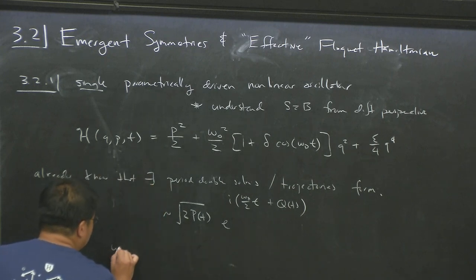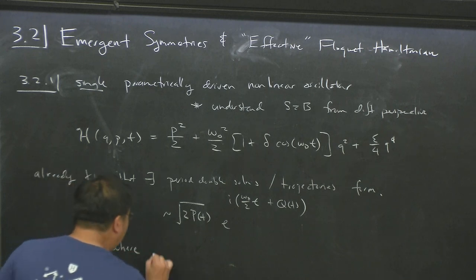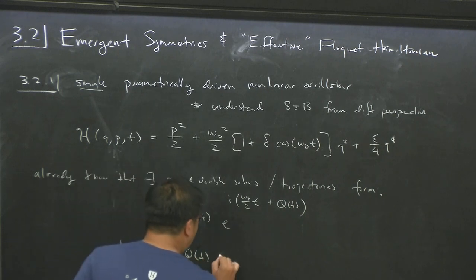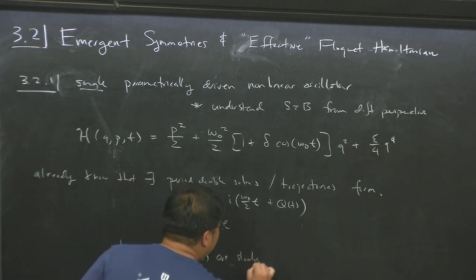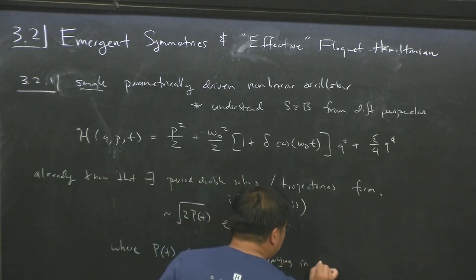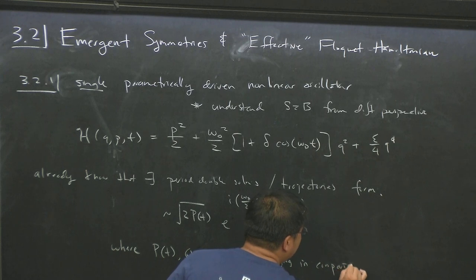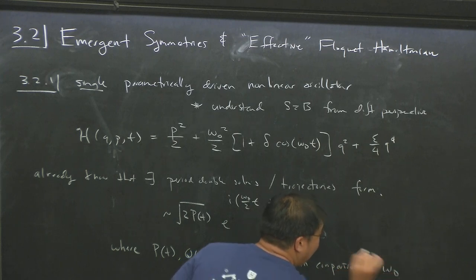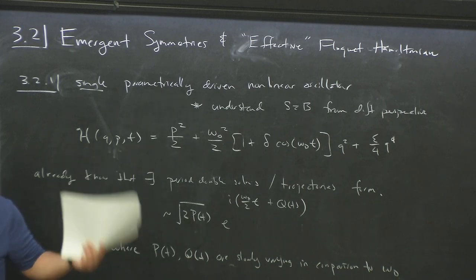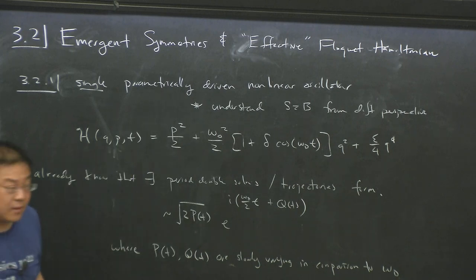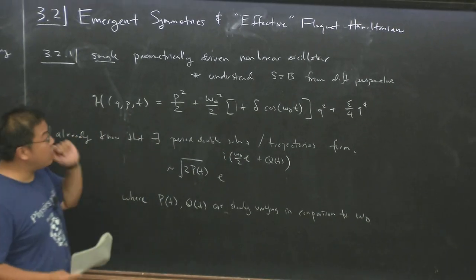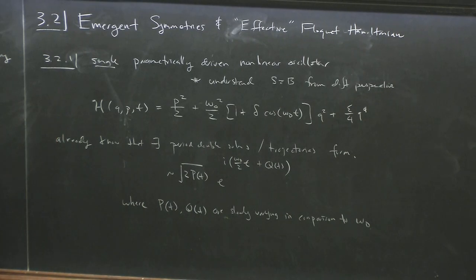It turns out that as a general rule of thumb, you will find that this capital P of t and capital Q of t are now slowly varying in comparison to the original driving frequency. And this should be super familiar to any of you who've thought about parametric resonance. Classical parametric resonator, parametric resonance of a nonlinear oscillator.